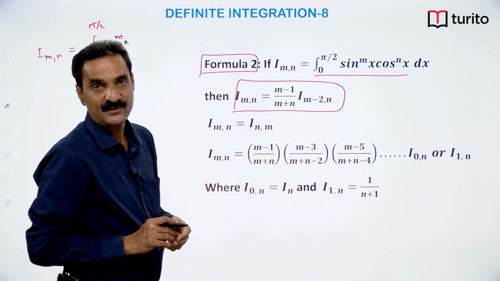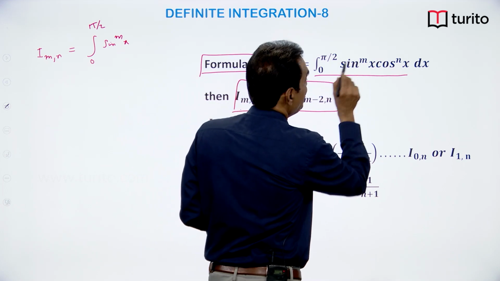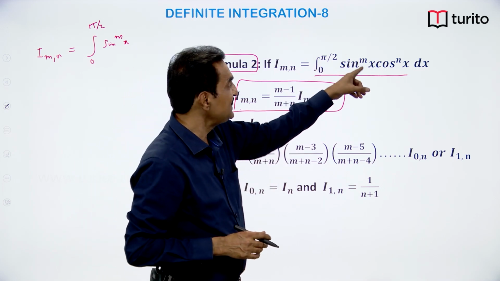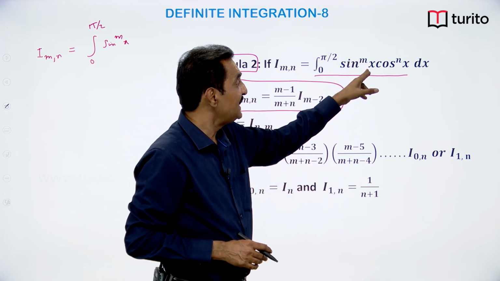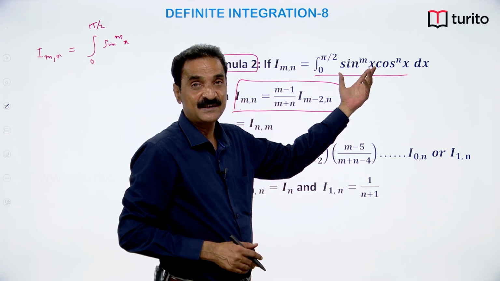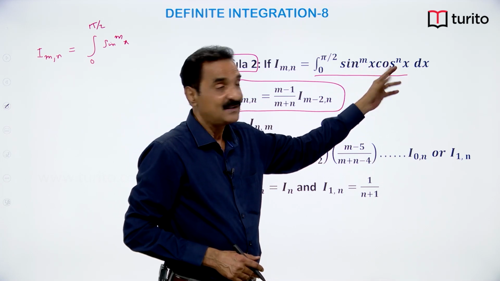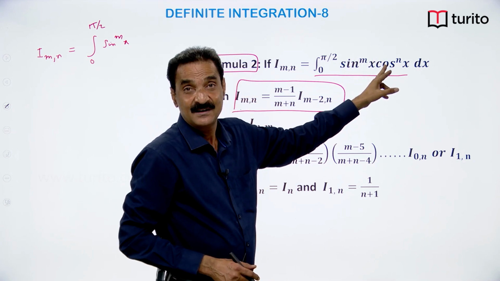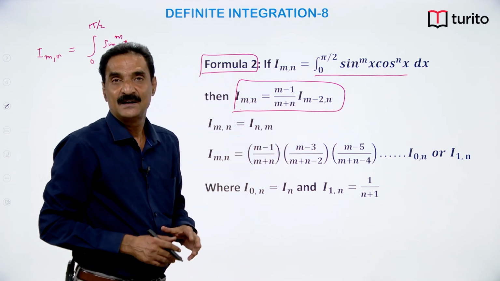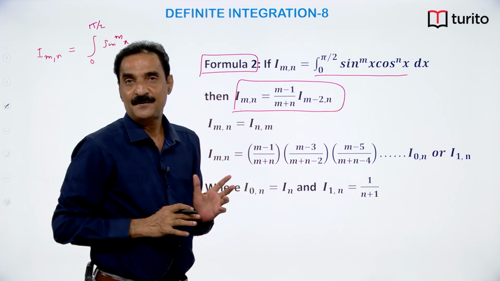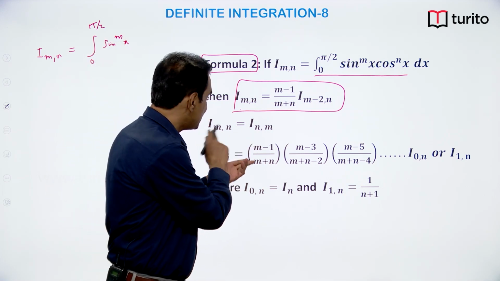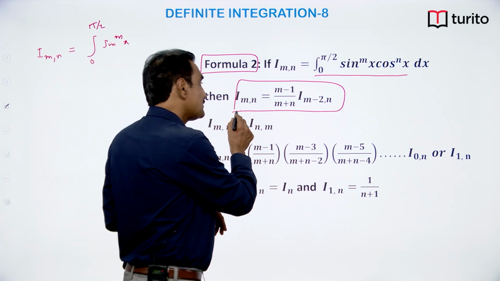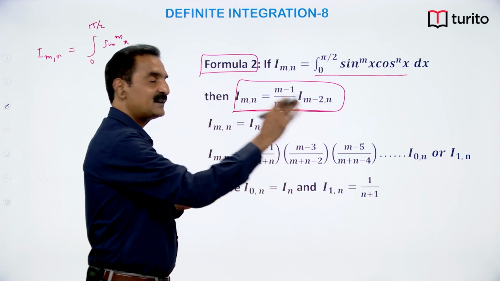Now one more thing you can observe is, replacing x by pi by 2 minus x, the integral remains the same, property of definite integral. Replacing x by pi by 2 minus x, what happens? Sin x becomes cos x, sin of pi by 2 minus x is cos x, cos of pi by 2 minus x is sin x. Then this becomes cos power m x sin power n x. Then that will be Inm. So in this kind of reduction formula, if you want, you can interchange m and n. And another point is, you can also calculate the value of Imn directly in one step.